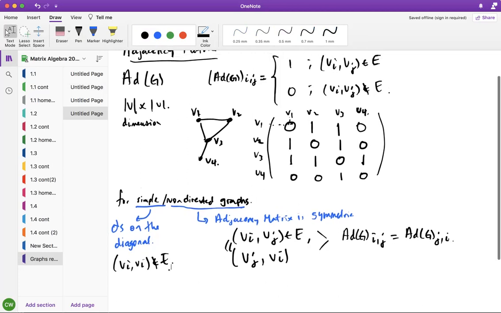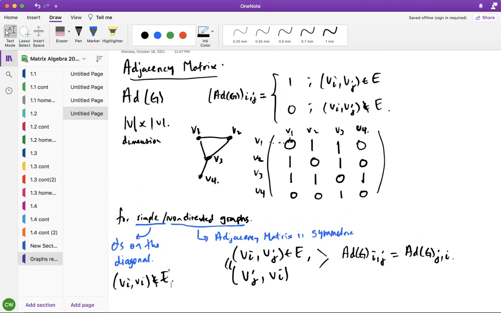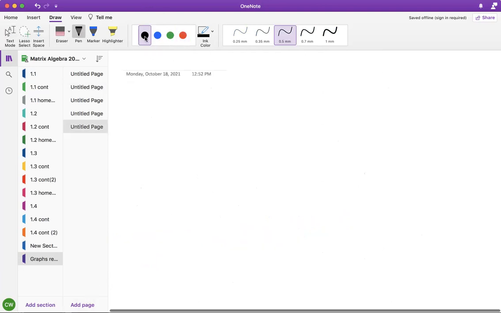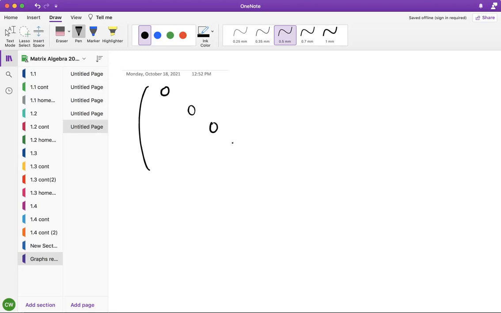You have a symmetric matrix with zeros in the diagonal and just 1s and 0s, and that's the adjacency matrix. So now what you could do is create an adjacency matrix from the graph, and you also can go in the reverse. If you have a matrix that satisfies adjacency matrix, then you can construct what the graph would be.